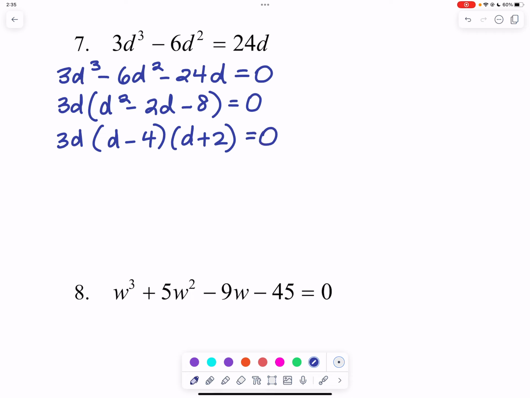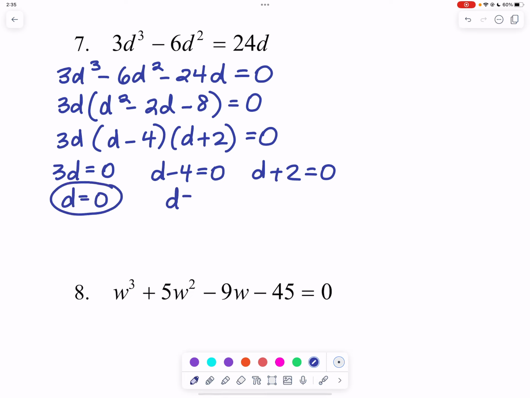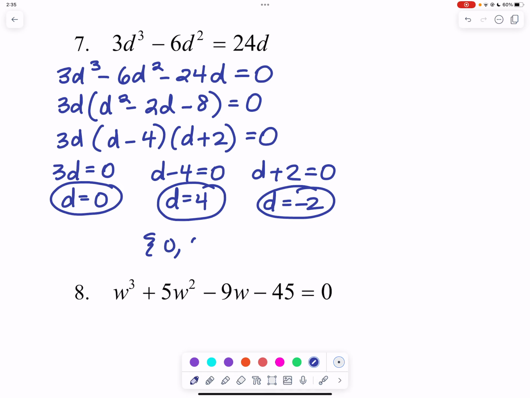So factoring that simple quadratic, we have a negative 4 and a positive 2. And we can check that. So you have negative 4d, positive 2d. That leaves us with that negative 2d. Okay, so either 3d equals 0, d minus 4 equals 0, or d plus 2 equals 0. Dividing both sides by 3, adding 4 to both sides, subtracting 2 from both sides. And now we have our solution set is 0, 4, negative 2.